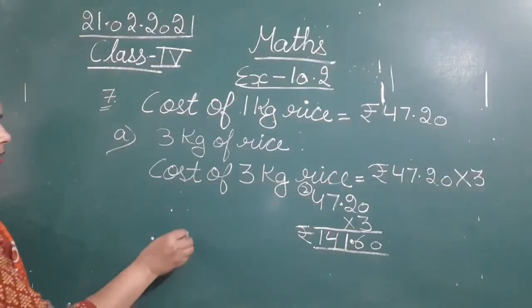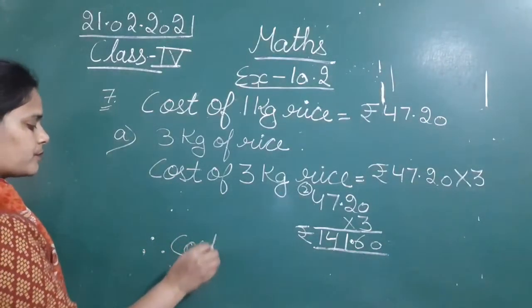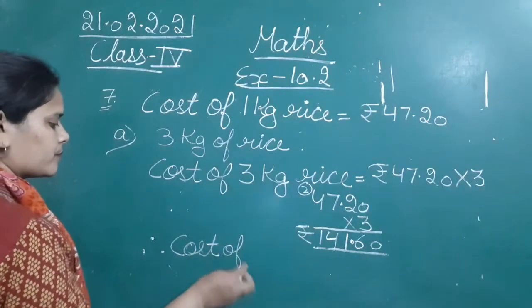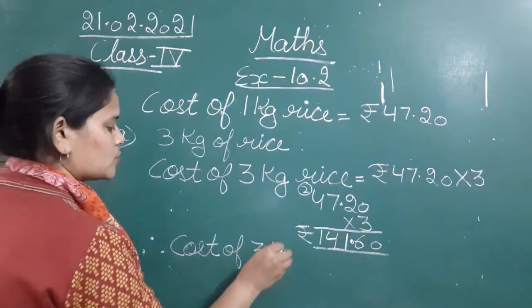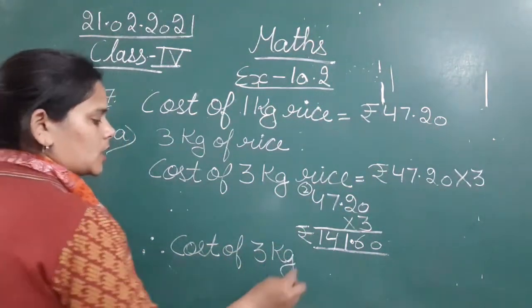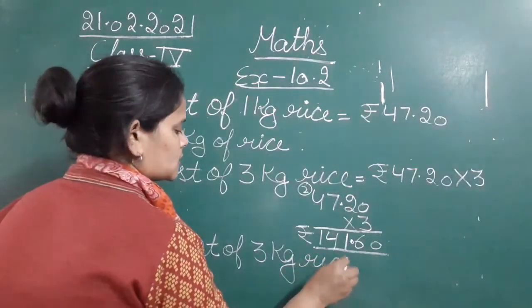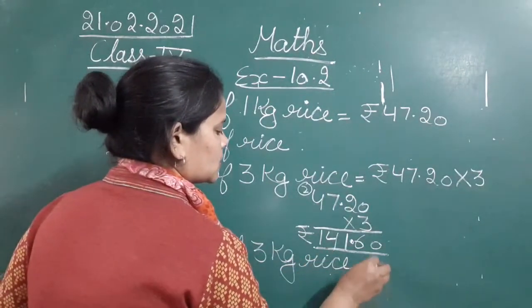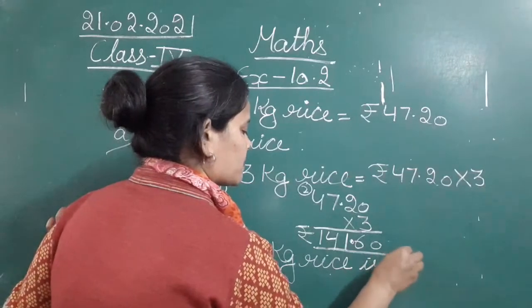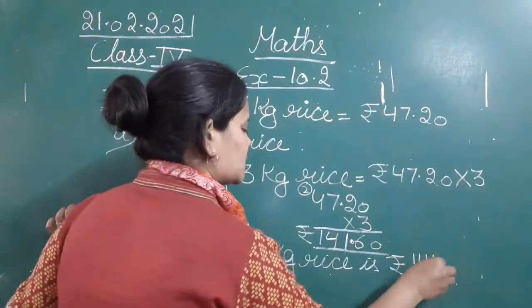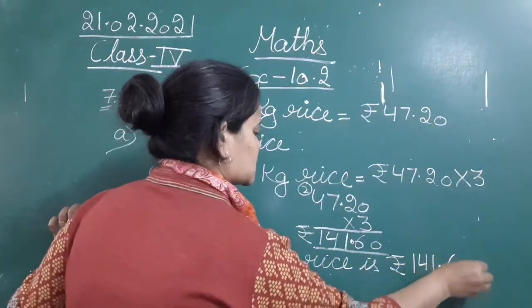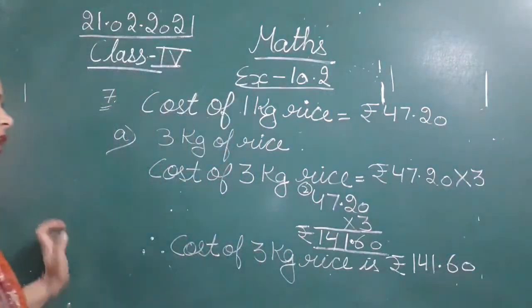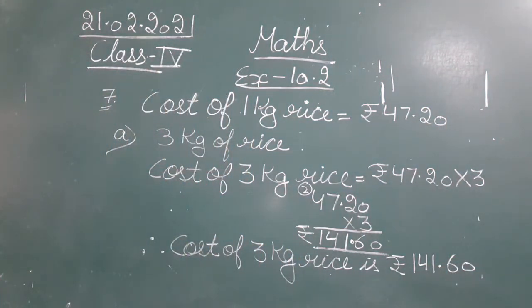Therefore cost of 3 kg rice is 141 rupees and 60 paise. Therefore cost of 3 kg rice we have calculated, that is 141 rupees and 60 paise.